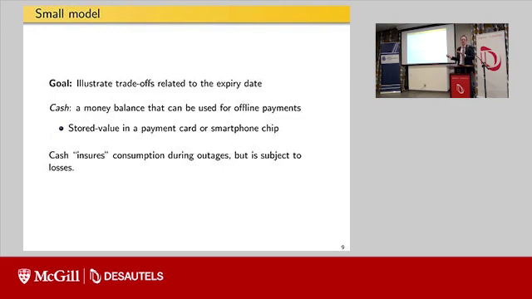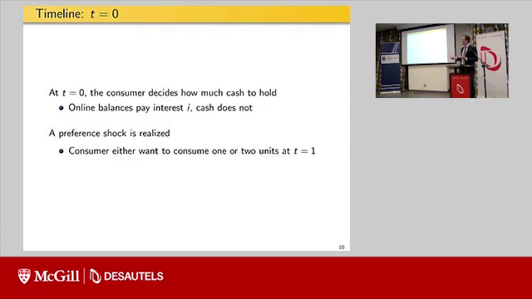There's cash in the model, which is basically just digital offline money, which could be stored value in a payment card, or stored value in a secure smartphone chip. And basically what the cash does in the model is it ensures your consumption. It allows you to spend while you're offline. Because there are basically two types of money in the model. There's offline digital cash, which you can spend offline and online. And there is online CBDC that you can spend only in an online situation. It could be just commercial bank money. So the online balances pay some interest. It could be zero. Cash does not pay any interest.